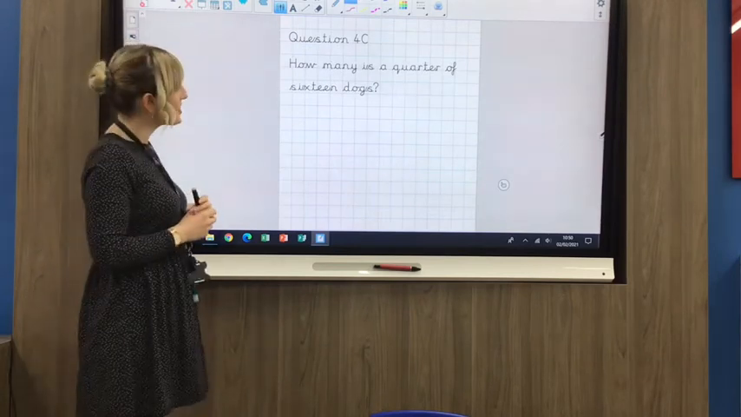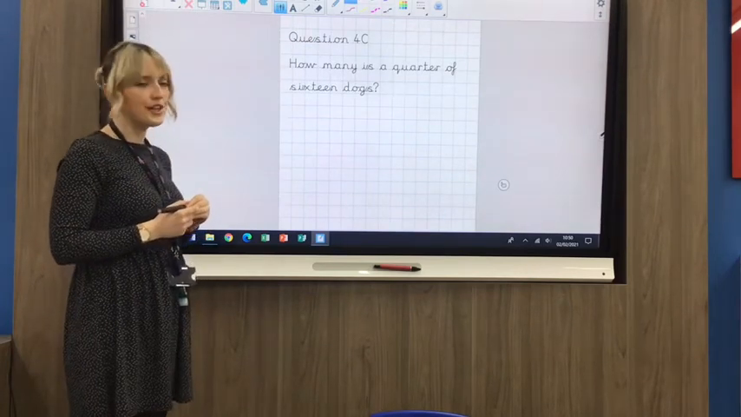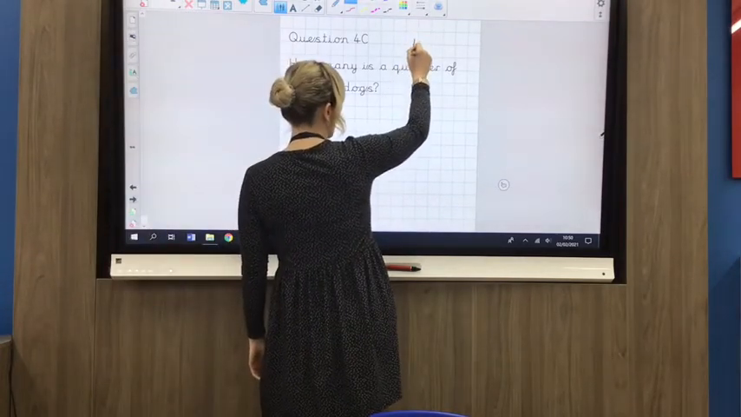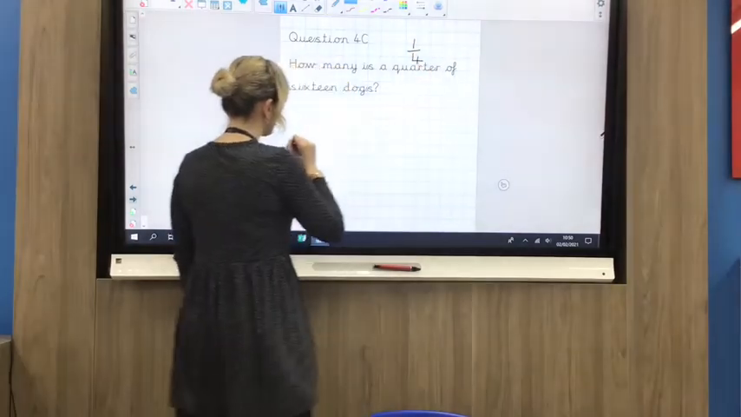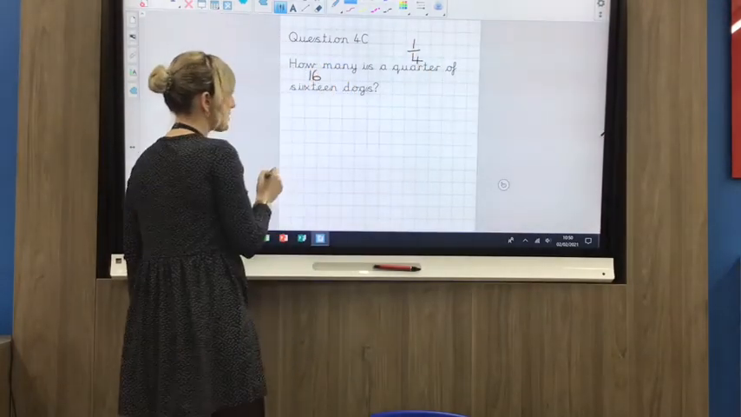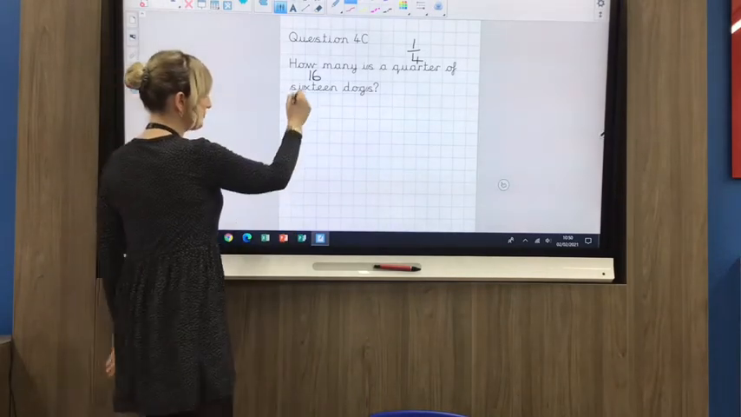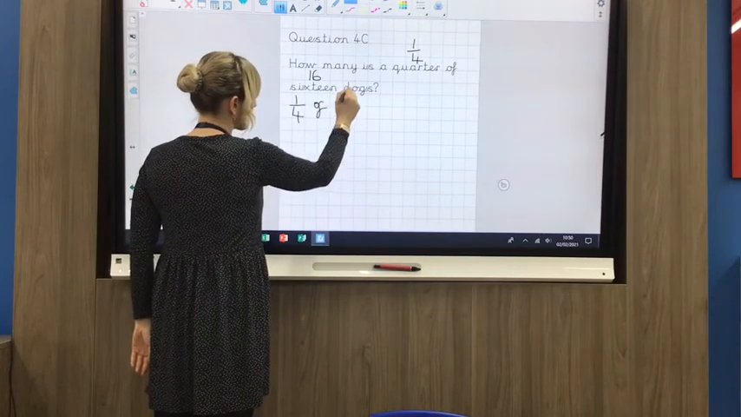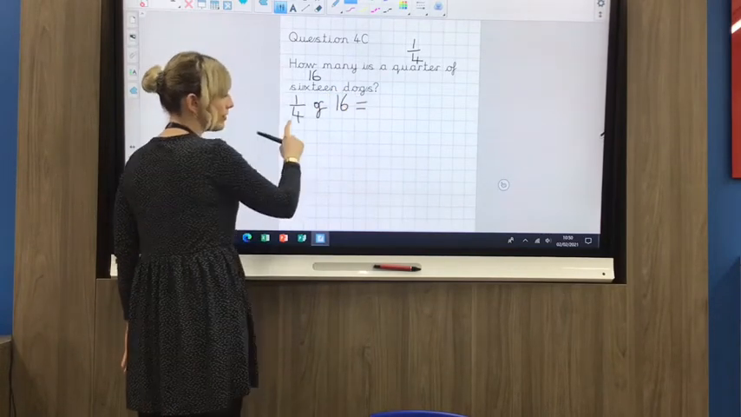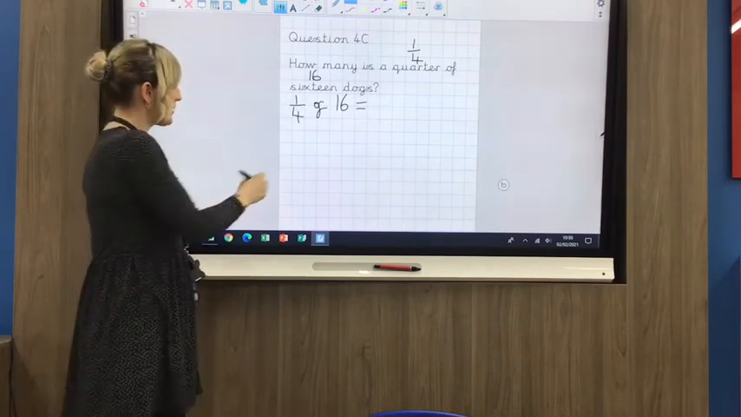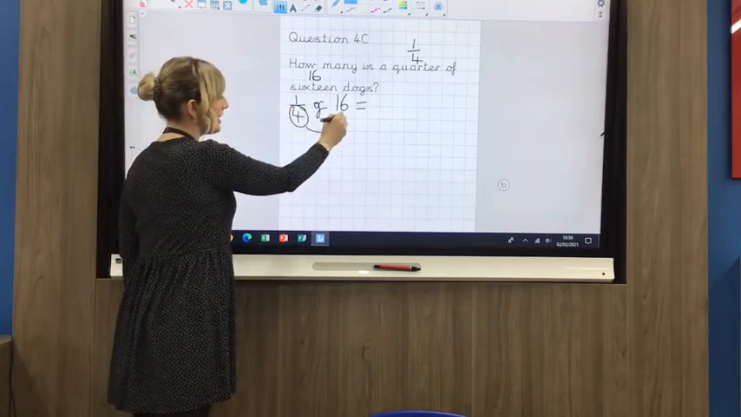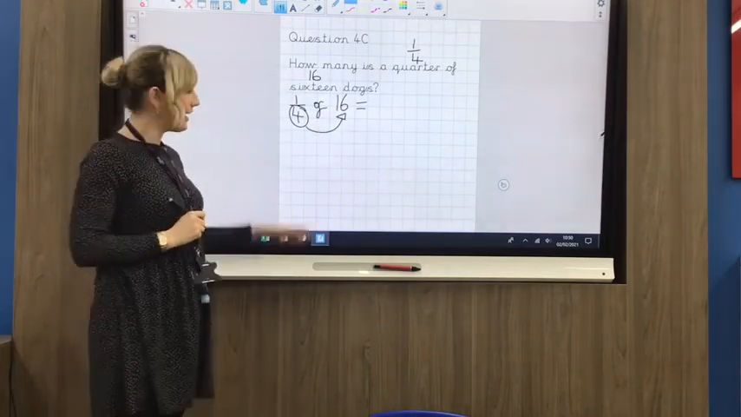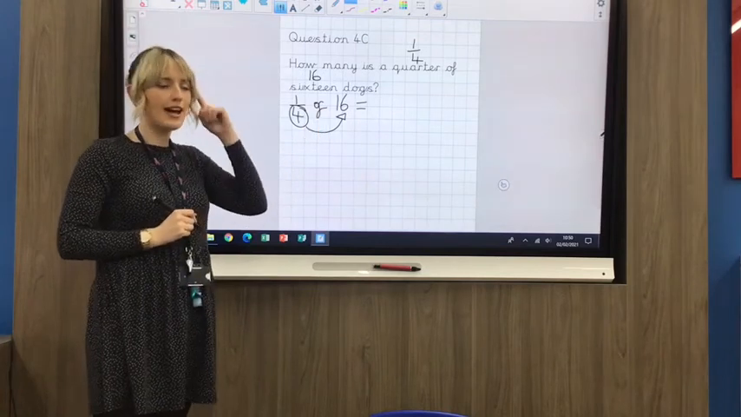Okay, so question 4C. How many is a quarter of 16 dogs? So a quarter, we know, is 1 out of 4. And I've got 16 dogs. Now, to do this mentally, in your head, if we're finding a quarter of something, we're splitting it into 4 equal parts. So I could count in 4s until I get to 16, and that would give me my answer. So that's the method you can use to do it in your head.